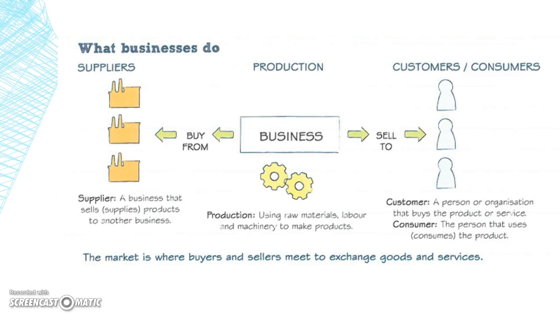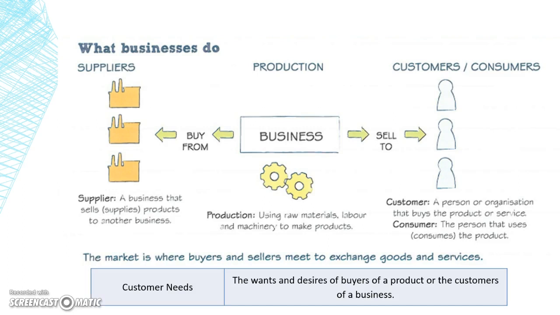And there's lots of different types of markets. It could be a physical market like Leeds Kirkgate Market, or it could be eBay, Amazon, digital markets where people can meet and exchange goods and services. In order for your business to be successful, you need to understand what your customers want and what their customer needs are. The wants and desires of your buyers. This is what will make your business successful.